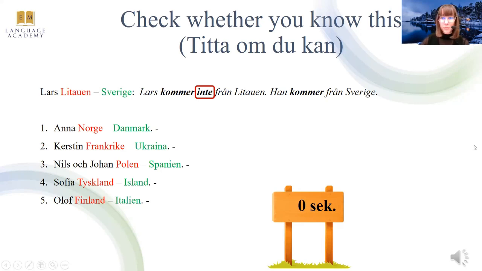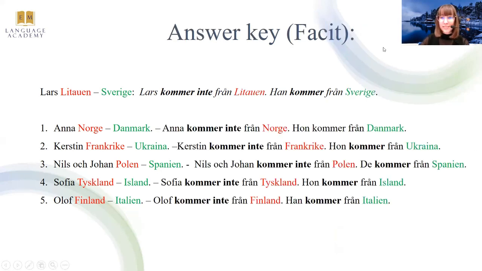Time is up, and as per usual, let's take a look at the facit, or the answer key. Anna, Norge, Danmark. Anna kommer inte från Norge. Hon kommer från Danmark. First of all, we use the pronoun hon because we are referring back to Anna, and Anna is a woman, right? Hon är en kvinna. What about number 2?